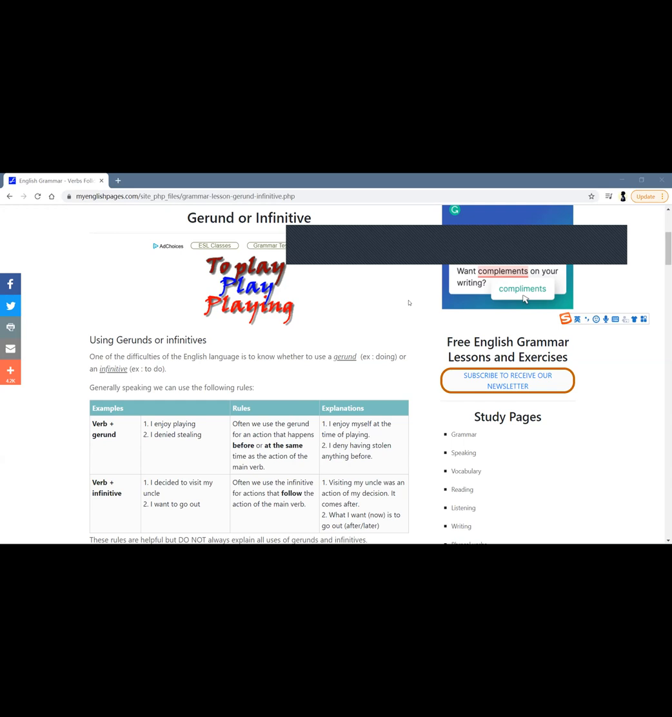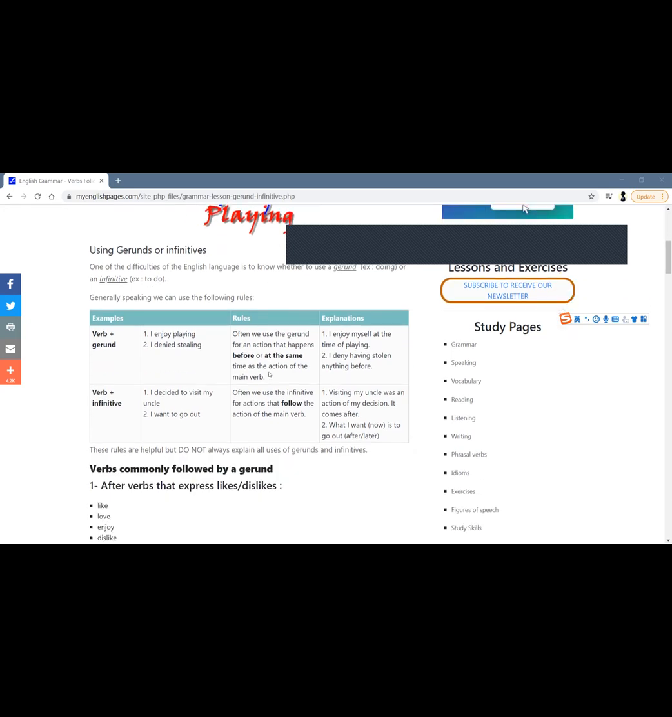In some situations you can say either gerund or infinitive. So for example, I like playing computer games. You can also say I like to play computer games. So in most situations, they are the same. It doesn't matter which one you use.